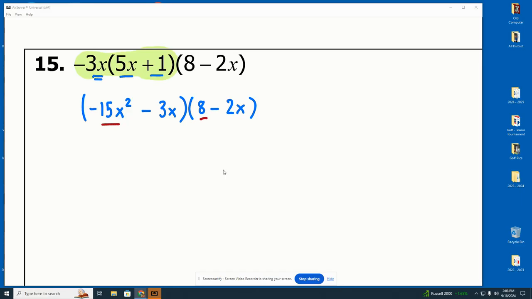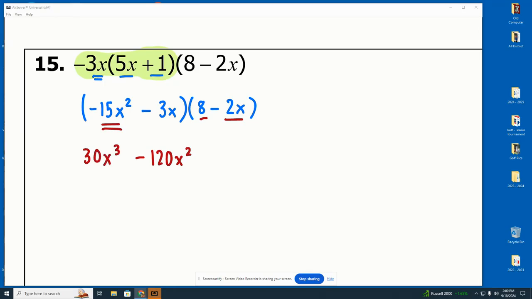Well, negative 15 times 8 is negative 120. Man, I hope that's right. x squared. If that's not right, I'm a bad math teacher, huh? Then we've got negative 15x squared times negative 2x. Now look at that. There's two things about this I want you to consider. One, negative times negative is positive. Of course, 15 times 2 is 30, but x squared times x is x cubed. That's bigger than x squared. It needs to go over here. So that's a positive 30x cubed.